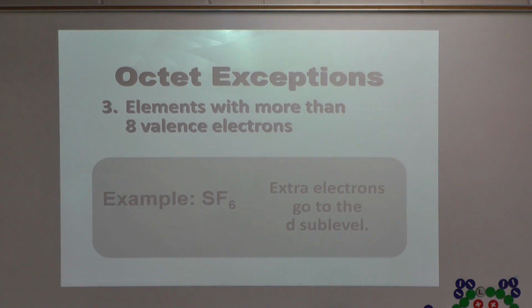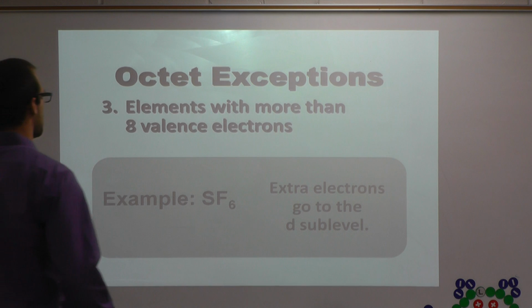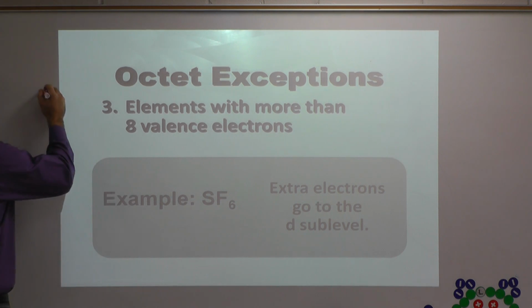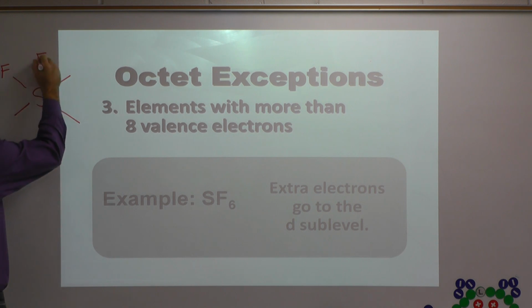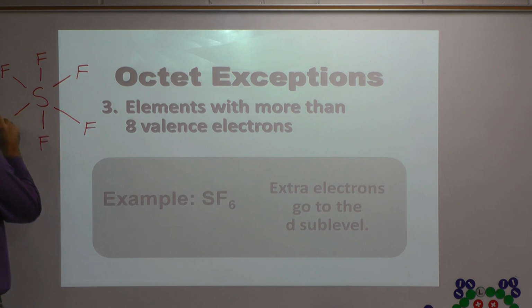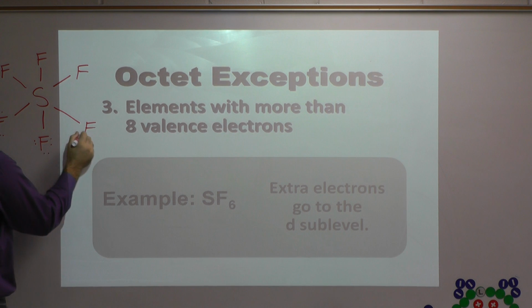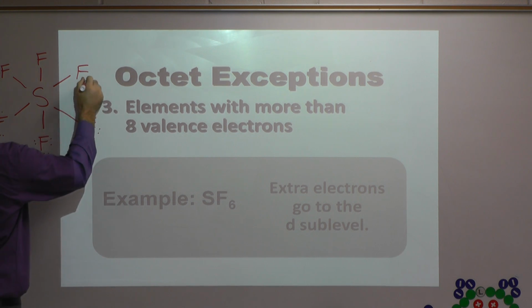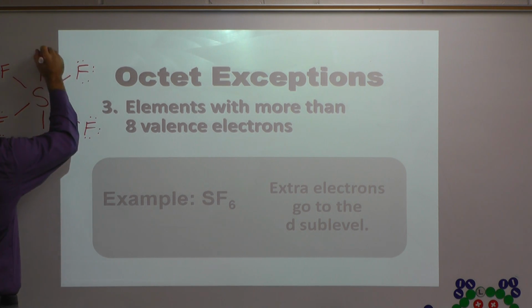Alright, last one. Now, if you want me to do the Lewis structure for this, I will. Ah! It looks like an octopus. This would have an octahedral shape. Which you'll learn if you take advanced chemistry. It's got 8. Nope, it's got 12.